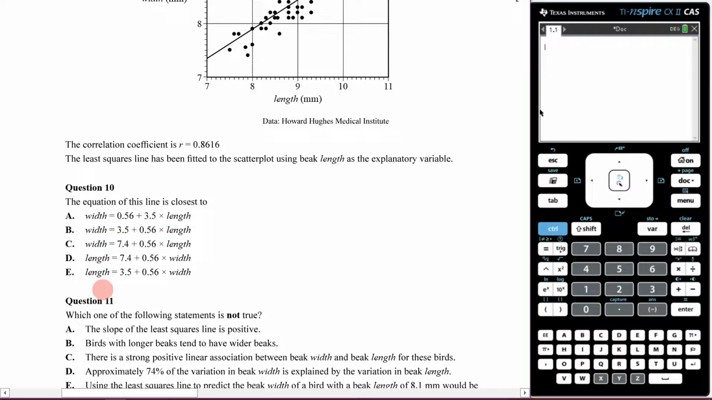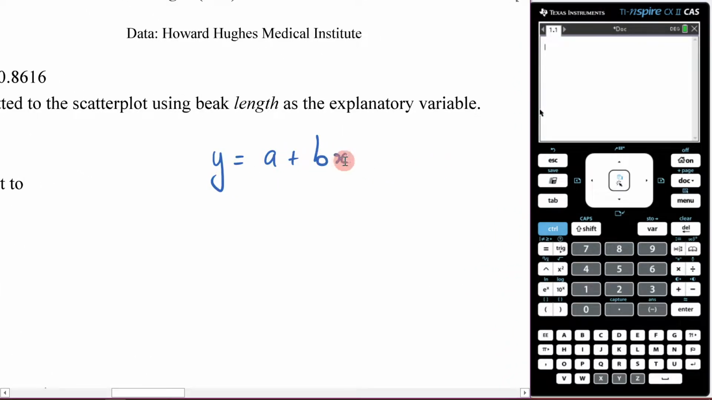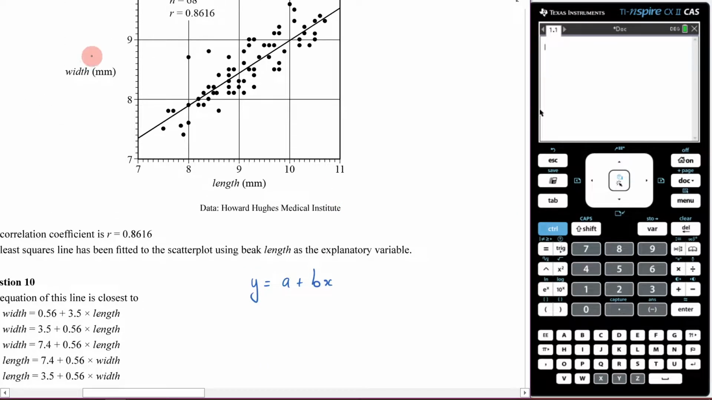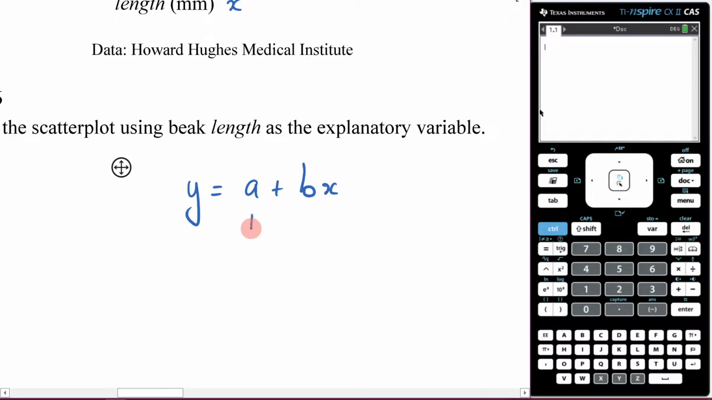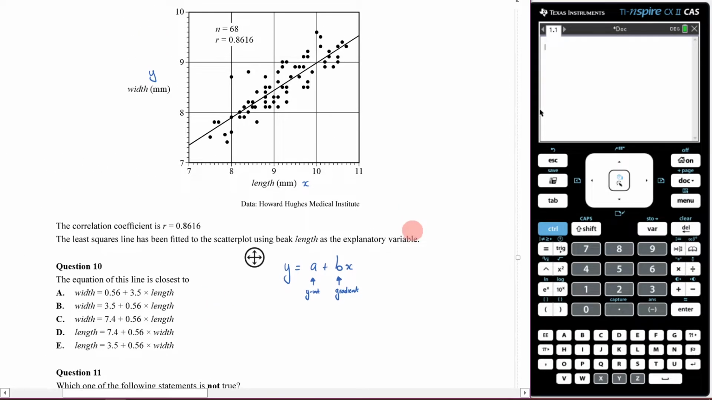Now, let's just remember the general rule for the equation of the line. It's going to be y is equal to a plus bx. Now, what do each of these things mean? Well, my y and x are simply going to be, this is my y, this is my x. My a here, so let's zoom in, my a is my y-intercept. My b is the gradient. So a is my y-intercept, b is the gradient. All right, we zoom back out.